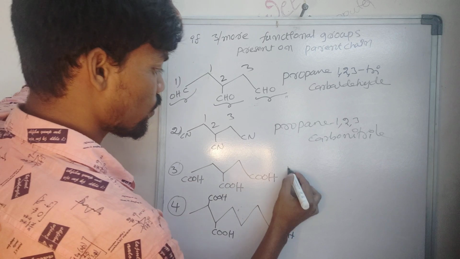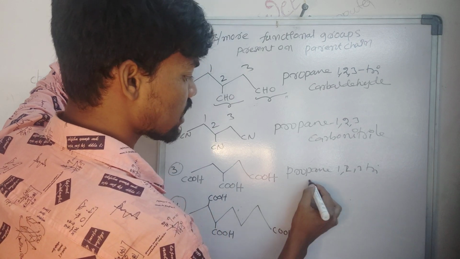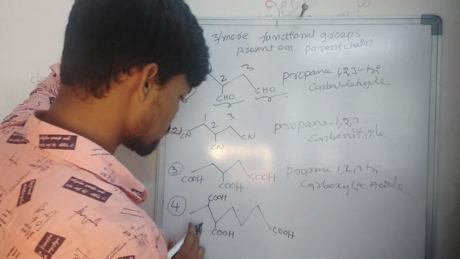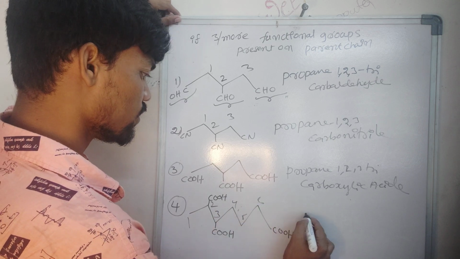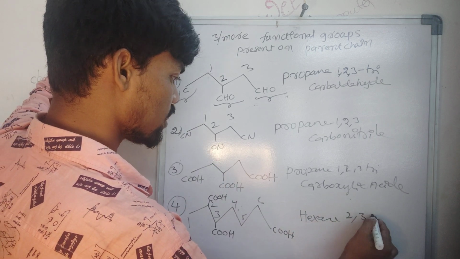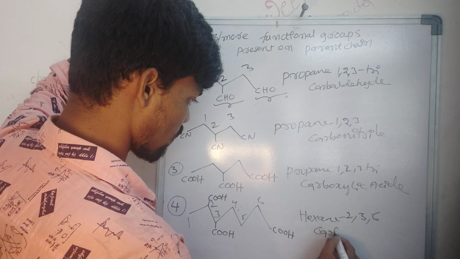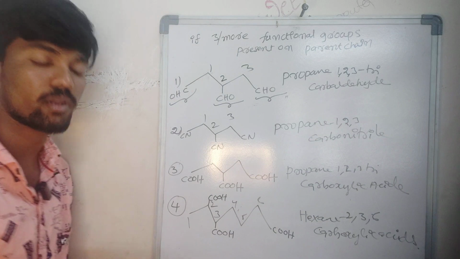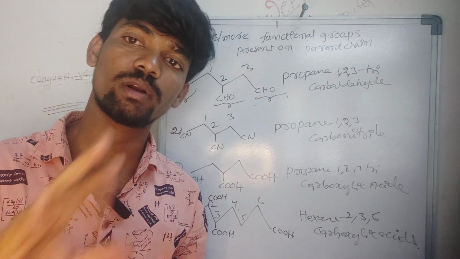Next this one propane 1, 2, 3 tri. These are carboxylic acids. Coming to this one also same, no? We have to take from this one 1, 2, 3, 4, 5, 6. So hexane 2, 3, 6 carboxylic acids. These are very important in nomenclature. In every exam, at any exam, they will give one nomenclature also.